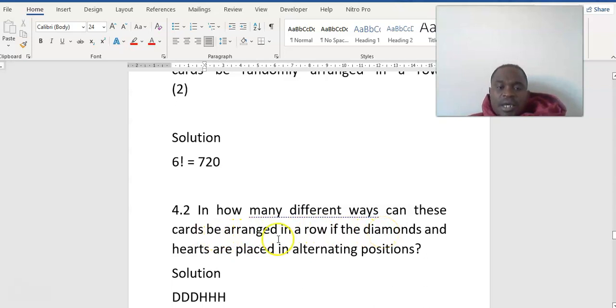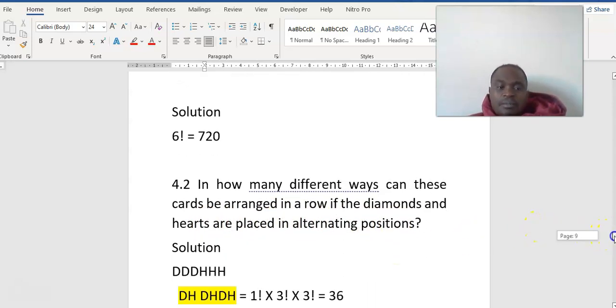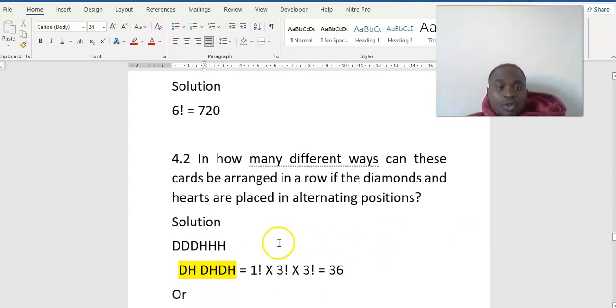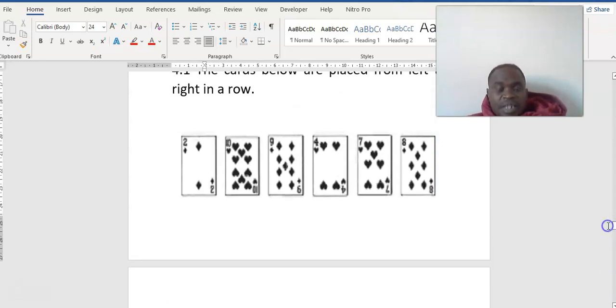Then the next one: in how many different ways can these cards be arranged in a row if the diamonds and hearts are placed in alternating positions? Alright, it means diamond comes, hearts come. So these are the total number of cards we have. We have 3 diamonds, 1, 2, 3, then we have 3 hearts. Let's check the pictures. Diamonds, 1, 2, 3, they are 3. Hearts, 1, 2, 3.